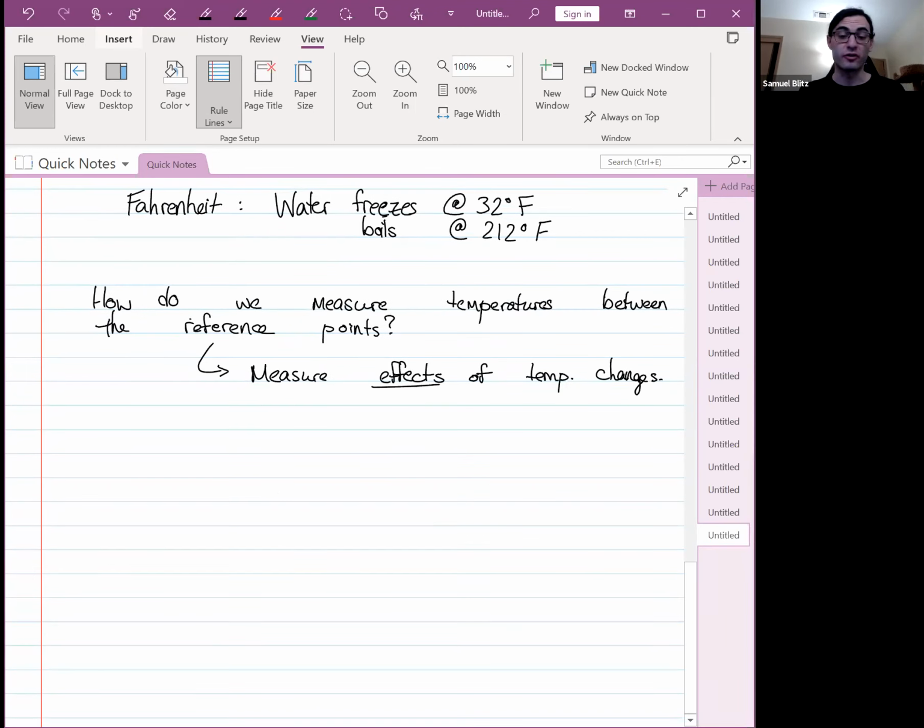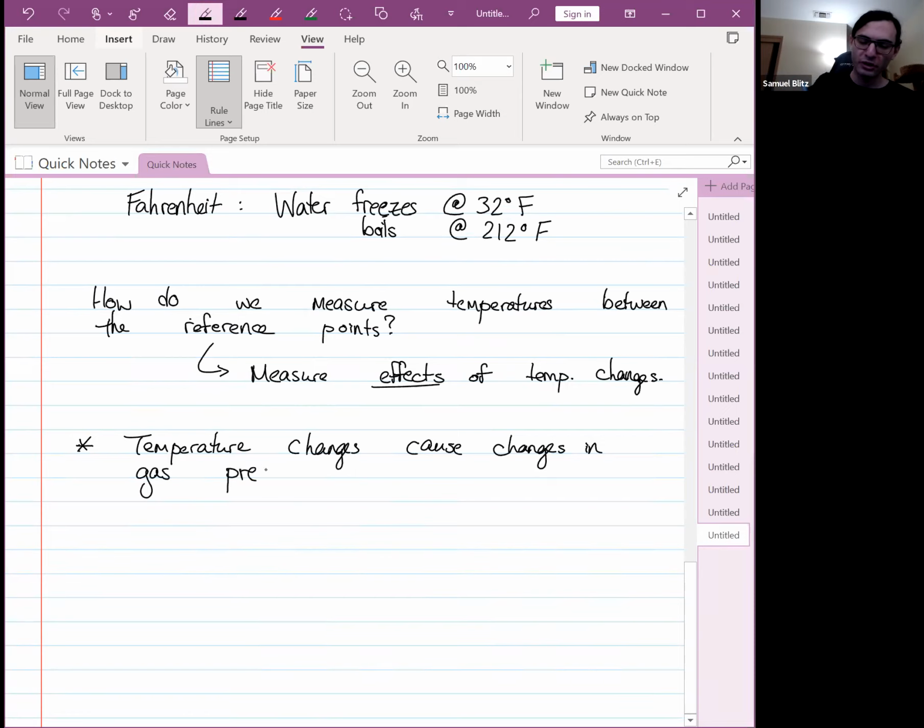So one particular effect of the temperature change is that, example one, actually I won't write example one because that's confusing. I'll just write a star, is when the temperature changes in a gas, it causes a change in pressure for a fixed volume. So if you put some amount of gas in a box, and you heat up the box, you increase the temperature of that box, the pressure in that box will increase.